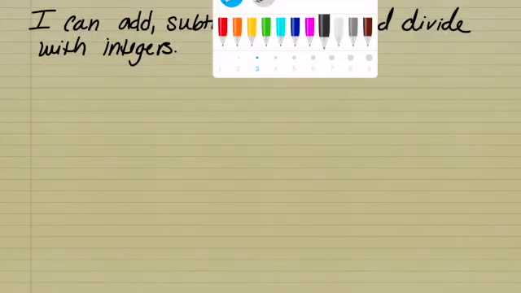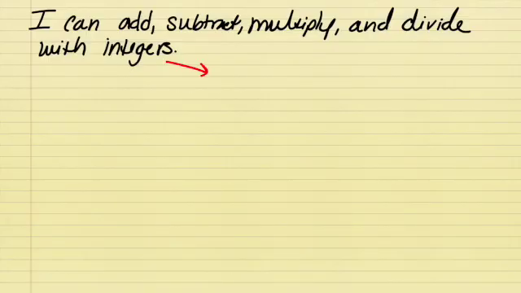All right, so integers are positive and negative numbers. So like -6, +2, things like that.